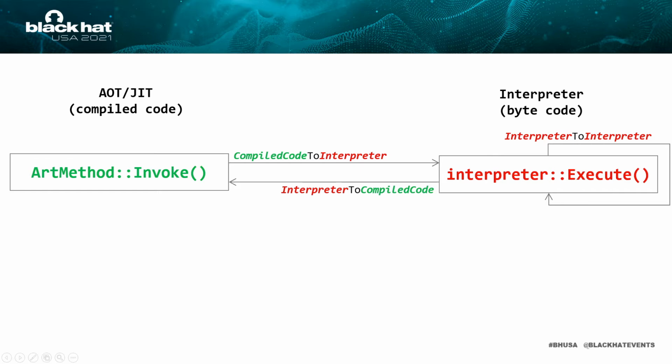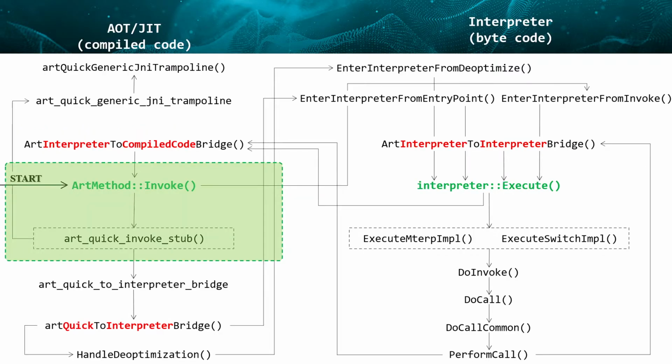However, there was one missing piece that we could not see in the flow. What is that? That is the process by which compiled code calls compiled code. So why is this not shown in the picture? I'd like to go back and remind you how compiled code is called. As I explained before, ArtMethod Invoke calls the ART quick invoke stub function to execute compiled code.